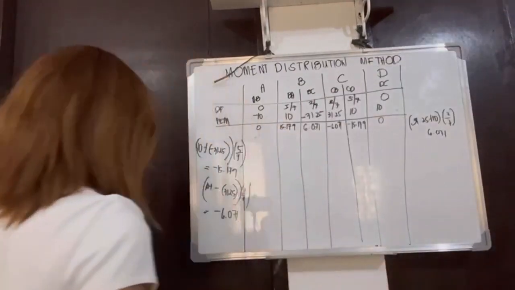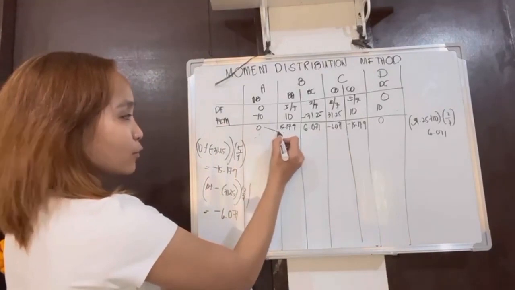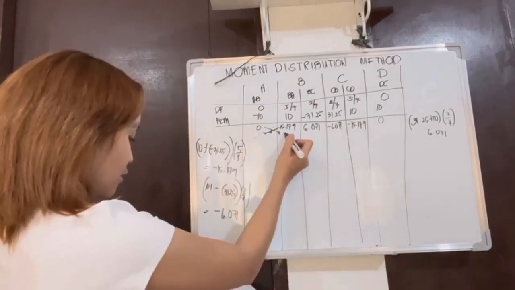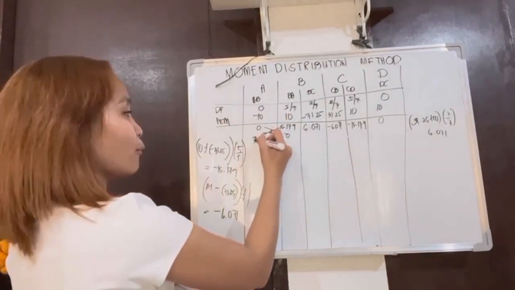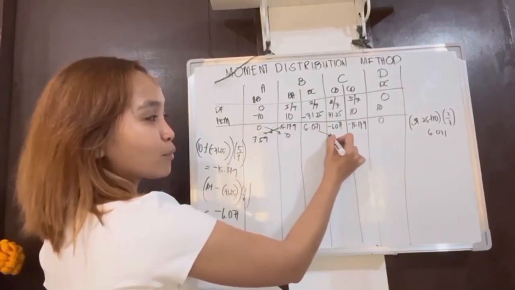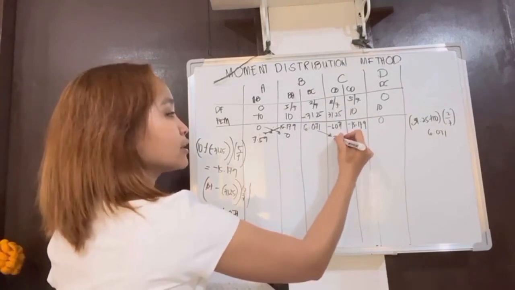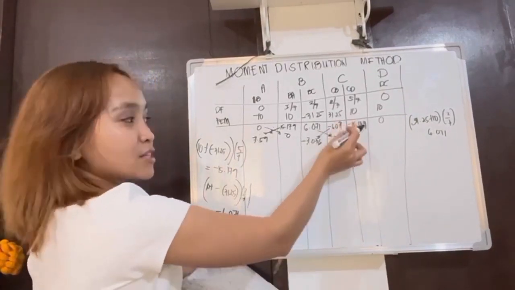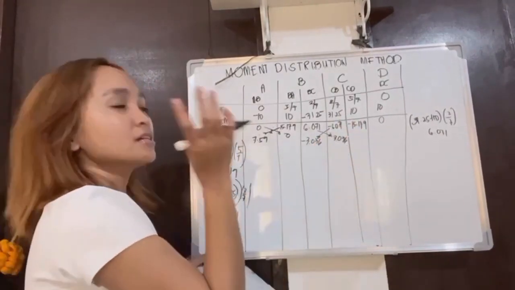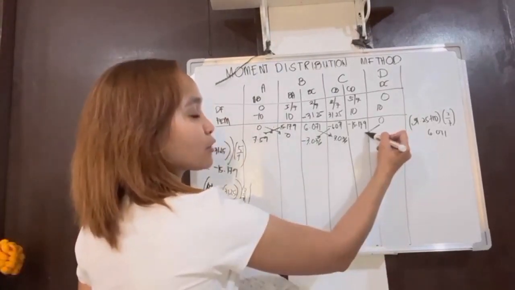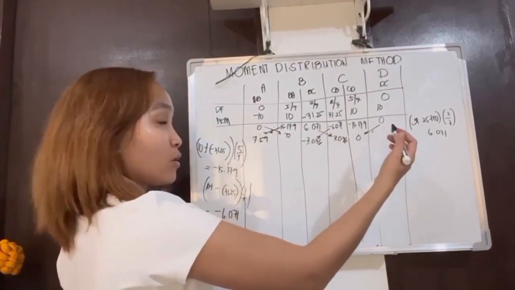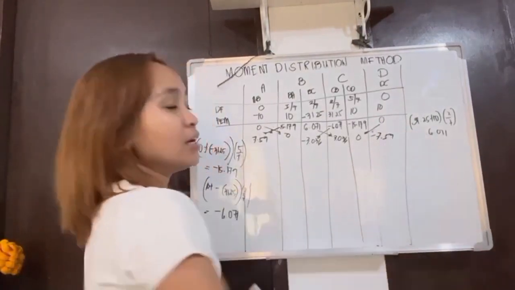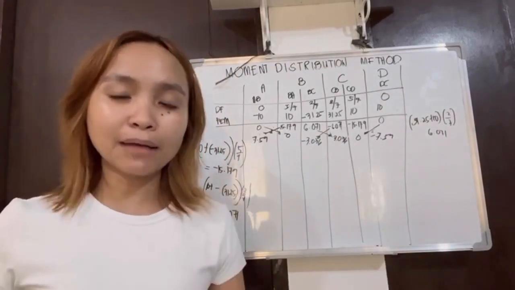Next is the carryover moment. So, for the carryover moment, just like earlier, you divide it by 2. So, 0 divided by 2 is 0, then 15.179 divided by 2 is 7.59. Then, continuing the carryover moment, 6.071 divided by 2 is equal to 3.036. Same here, divide again: negative 6.071 divided by 2 is negative 3.036. 0 divided by 2 is 0. Then negative 15.179 is negative 7.59. So, repeat the process until you come up with approximately 0.